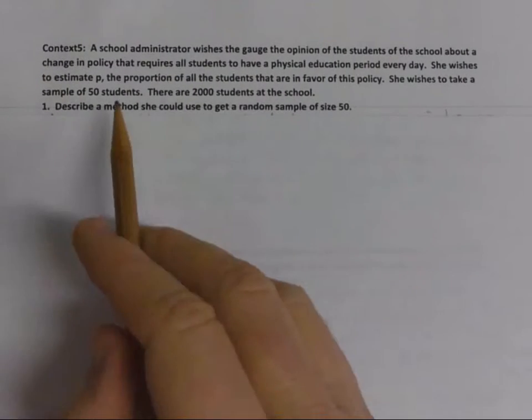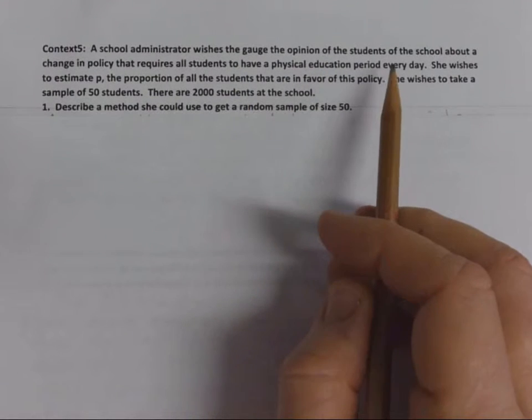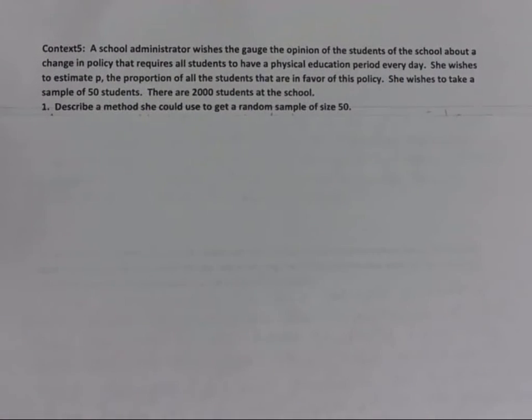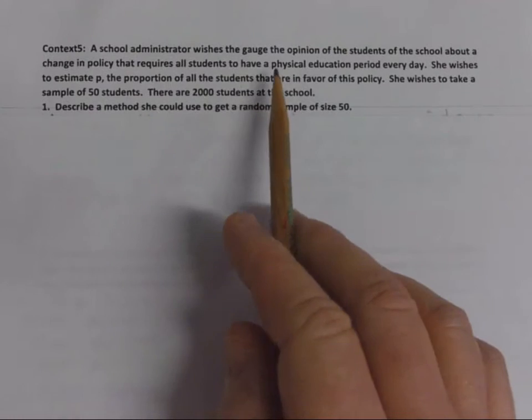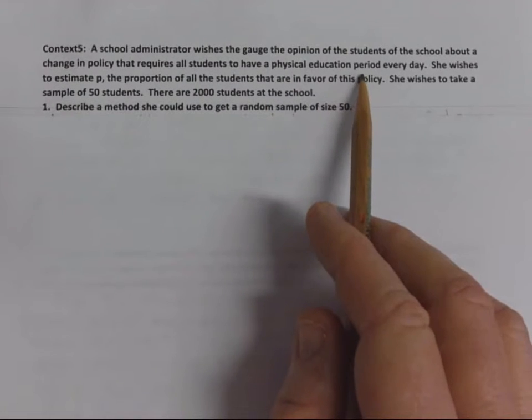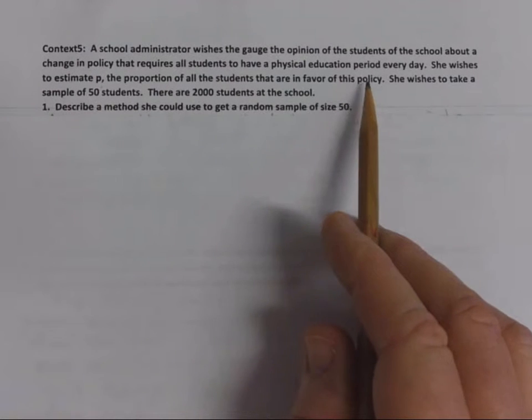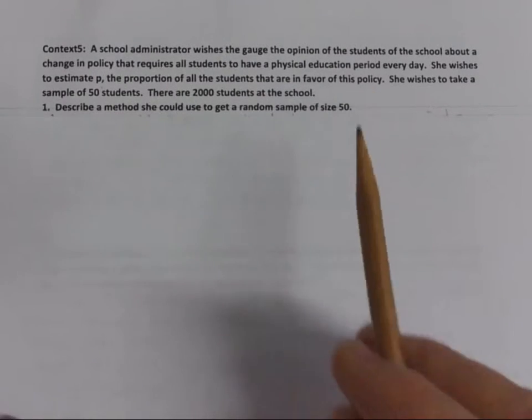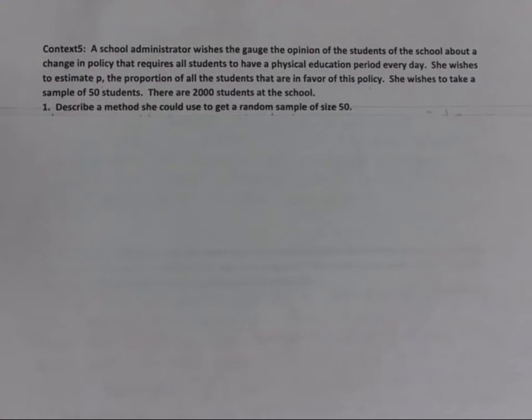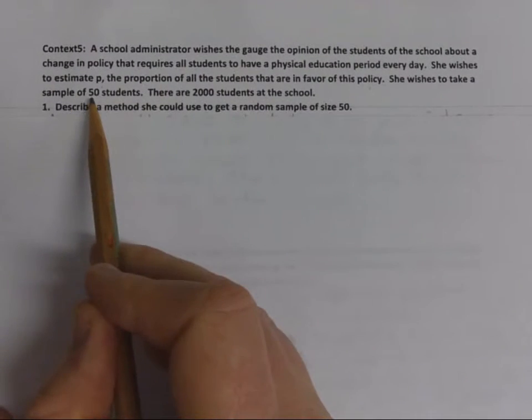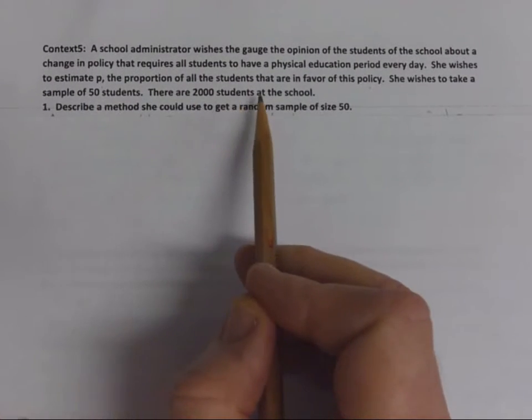It says, a school administrator wishes to gauge the opinion of the students of the school about a change in the policy that requires all students to have a physical education class period every day. She wishes to estimate P, the proportion of all the students that are in favor of this policy. So she's estimating a proportion. She wishes to take a sample of 50 students. There are 2,000 students at the school.